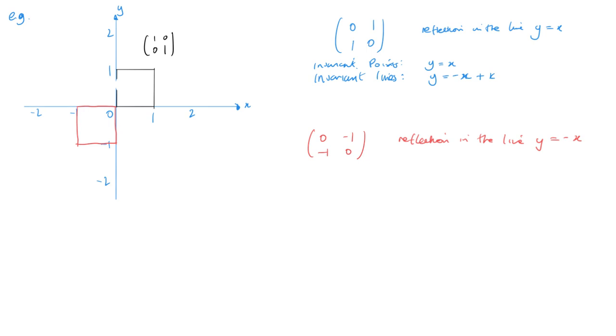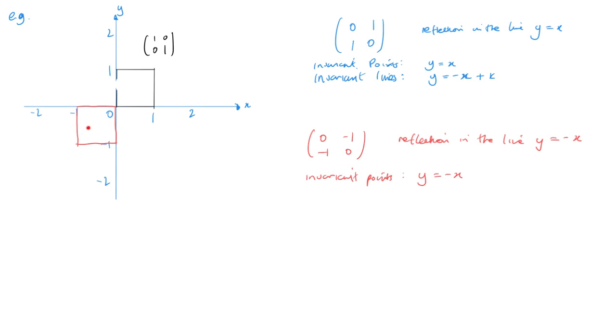Okay, so I can see this will be (0, 0), an invariant point. And every point on this line y equals negative x will be invariant points. So invariant points will be everything on the line y equals minus x.